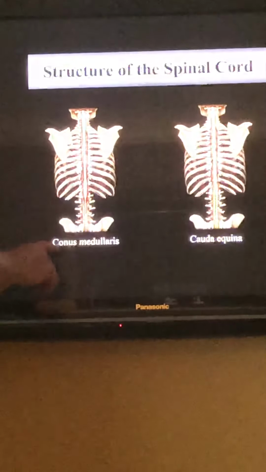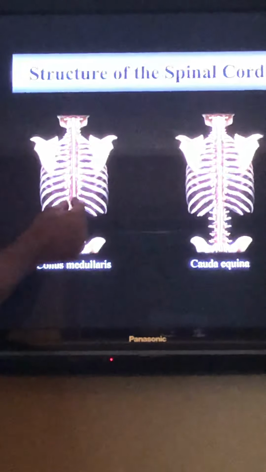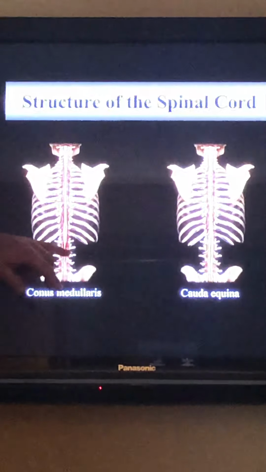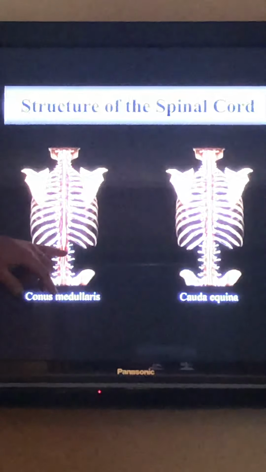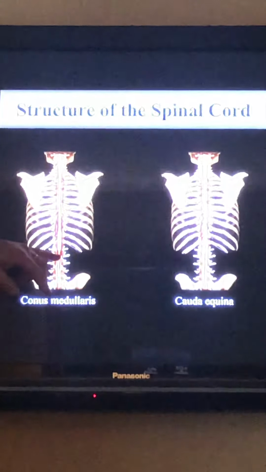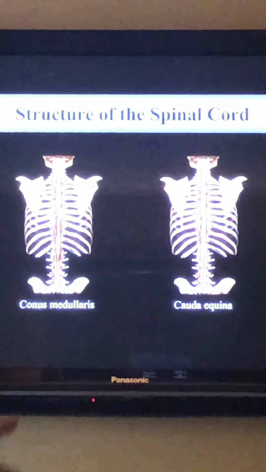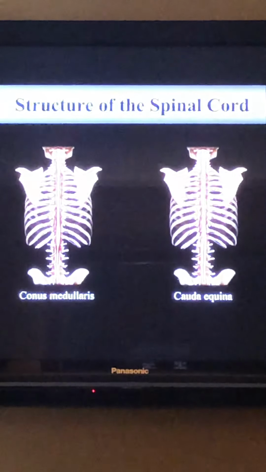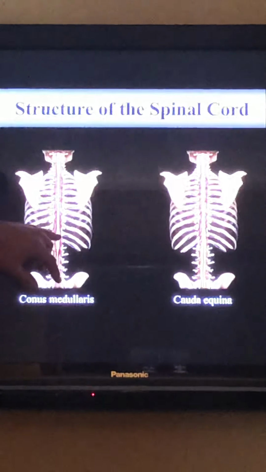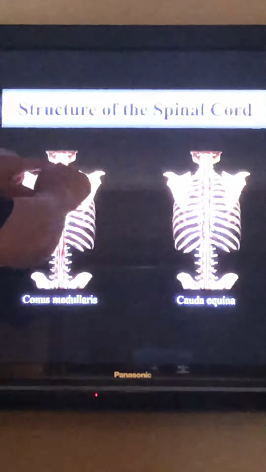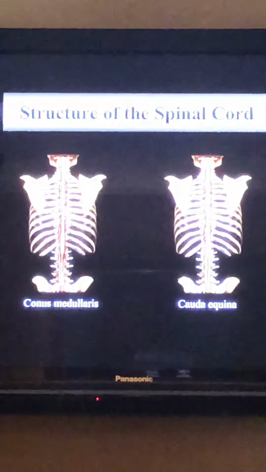Here's the term: conus medullaris. This is the cone-shaped end of the spinal cord, so that should end at the L1, L2 disc. Occasionally an MRI will say it ends at the L2, L3 disc because someone's spinal cord is a little longer. It's just a normal variation. If it ends there, we have nerves that come off at each side of this. On each side we have a spinal nerve formed.